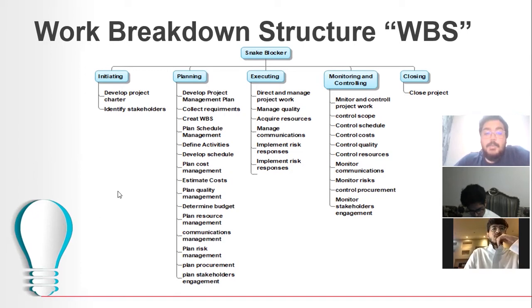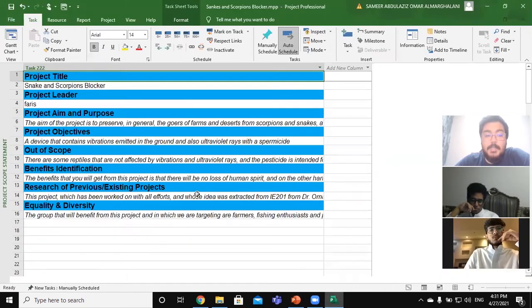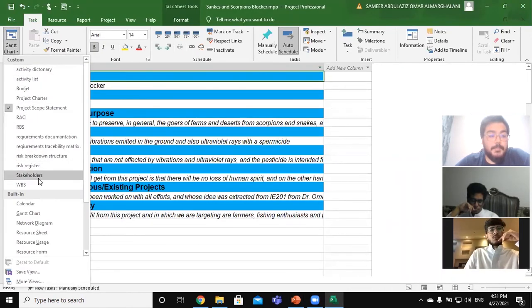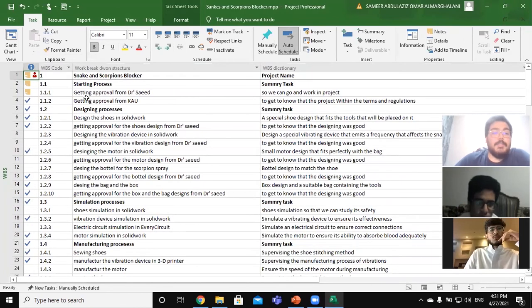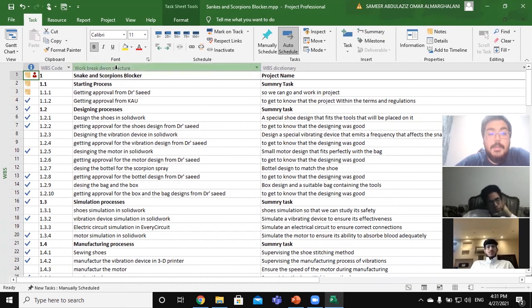As you see here, the WBS for our project, okay, this is the example for our project. Now let's move to see the WBS for our project in MS Project. Okay, as you see here, this is the WBS code, which we can make in MS Project. And here is the work breakdown structure for our project and the WBS dictionary, which describes each activity, each part that we have in our project.